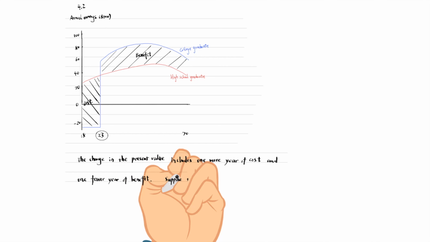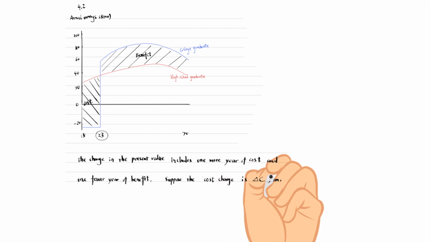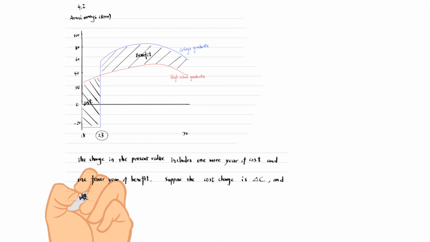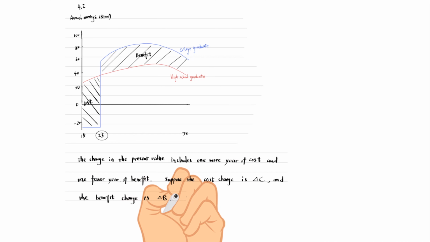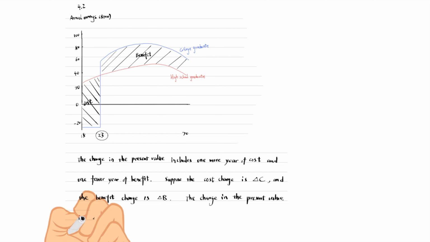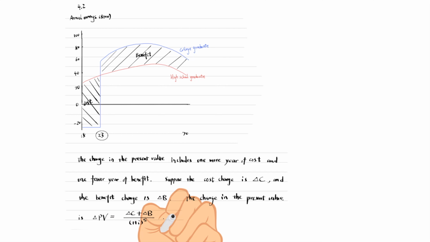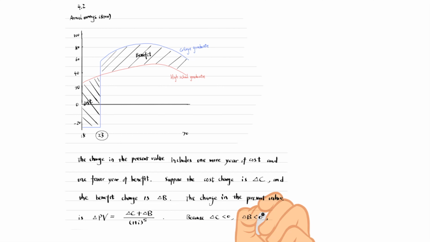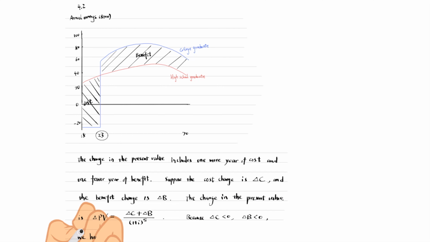Suppose the cost change is delta C and the benefit change is delta B. The change in the present value is as follows, where I is the interest rate. The change happens at age 23, so we use the exponent of 5 to calculate the present value at age 18. Because delta C and delta B are negative, the change in the present value must be negative.